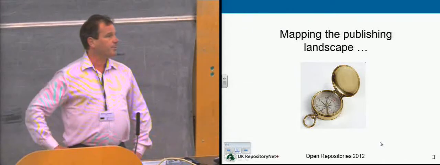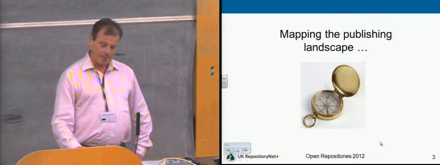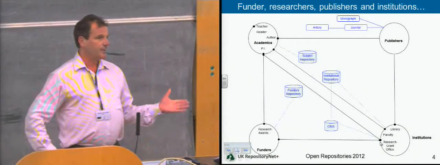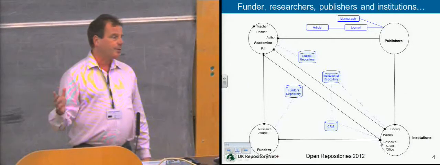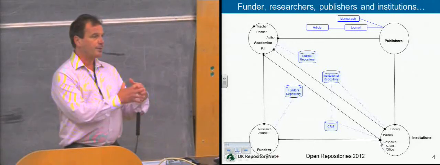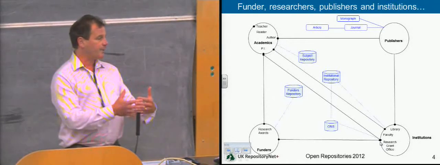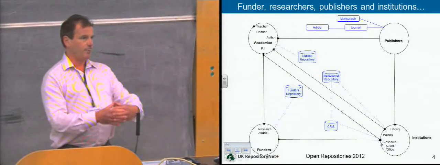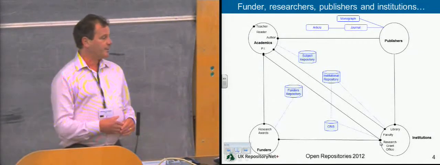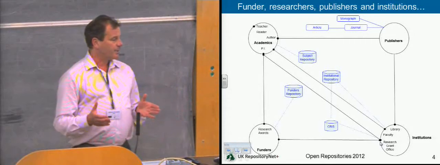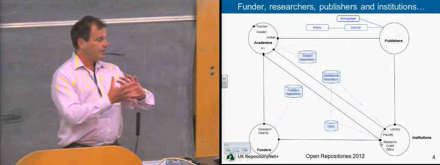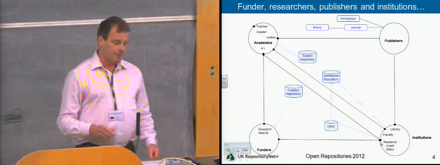So how we started was we went out and we mapped the publishing landscape, which is a fairly complex place. This is a simple model, but what this shows is the food chain of publication, starting with the funders who fund a project, the academics who do the research and start to produce the research outcomes, which are the research articles, the publishers who will publish this, provide some of the metadata, and the institutions where the academics reside. And then in the middle, we started to map out the relationships between subject repositories, the funder repositories, the institutional repositories, and of course the CRIS systems.